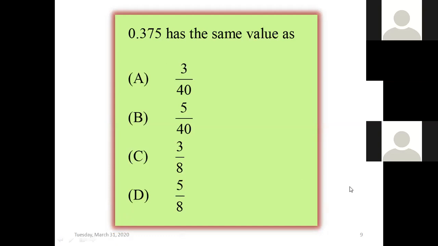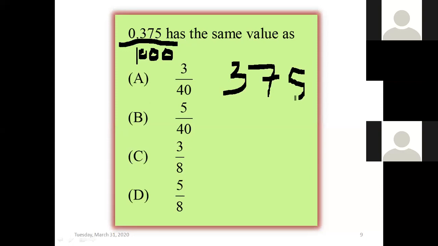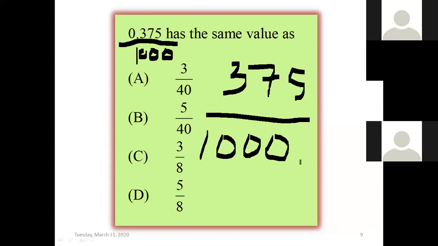Alright guys, as you can see, because the point is right there, you put a 1 there, and because we have 3 digits right here, we put 3 zeros. So this is actually 375 over 1,000. Alright? And they want you to reduce that to its simplest form. Let me give you a little hint. You can use 25.